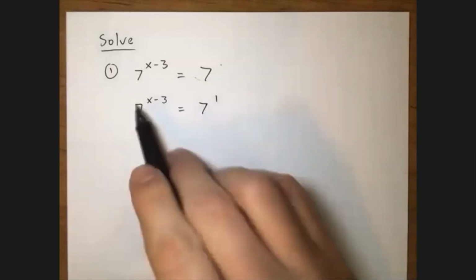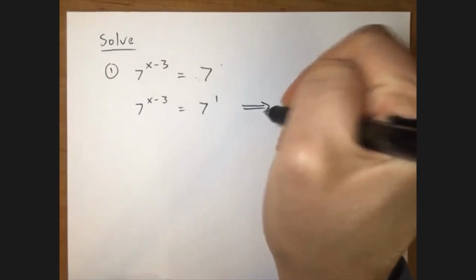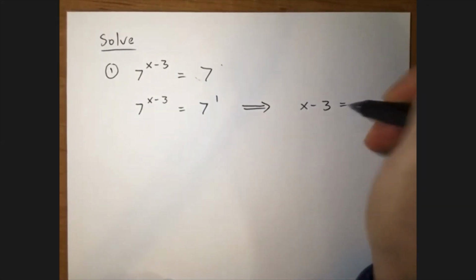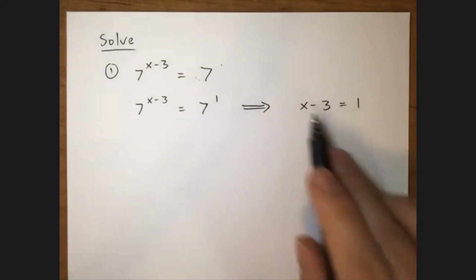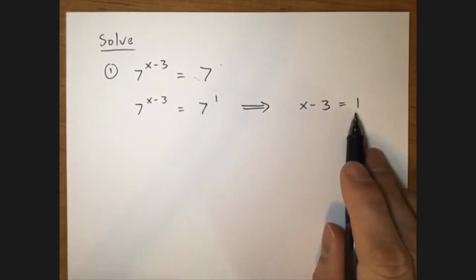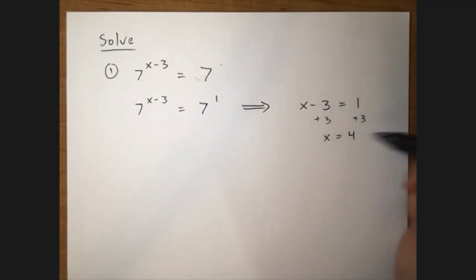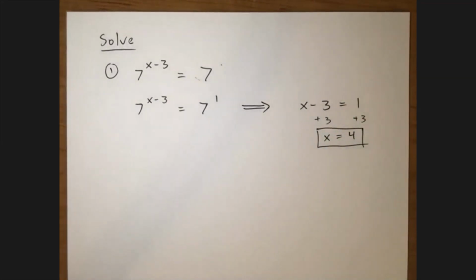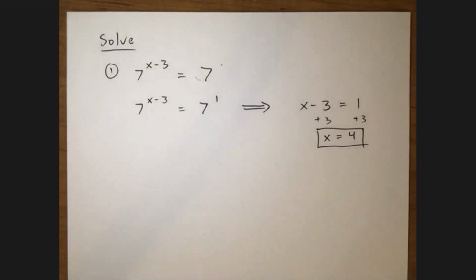So if 7 to the x minus 3 equals 7 to the 1, that implies that x minus 3 must equal 1. And so we can solve this for x. Okay. We just add 3 to both sides. X equals 4. And so we got our answer by using the one-to-one property. It essentially allows you to strip off the exponents and just treat them separately.